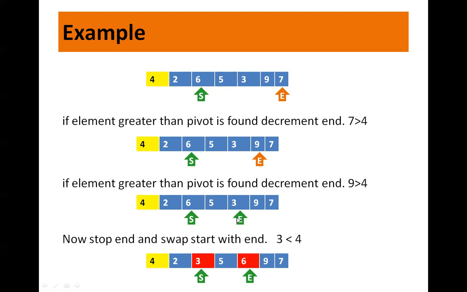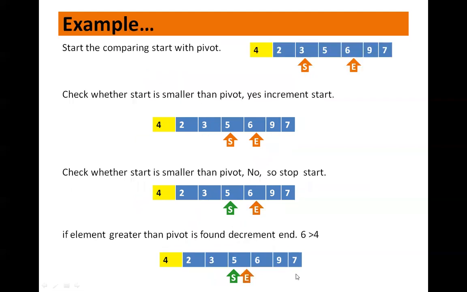Now, because both pointers are frozen, we swap the values of the start pointer and the end pointer. So 6 is replaced by 3 and 3 is replaced by 6. What we did was swap the values of the start and end pointers. So this is 3 now and this is 6, and the pointers will be moved by 1. After swapping, this is the list we have.